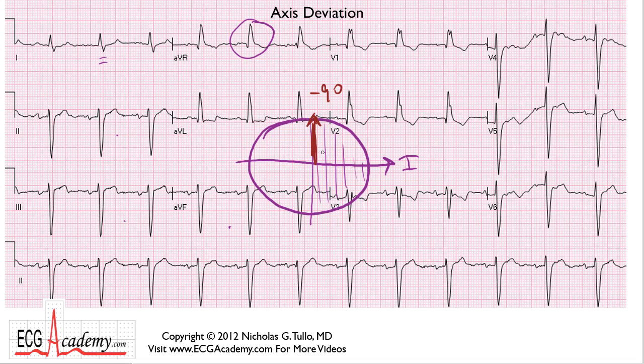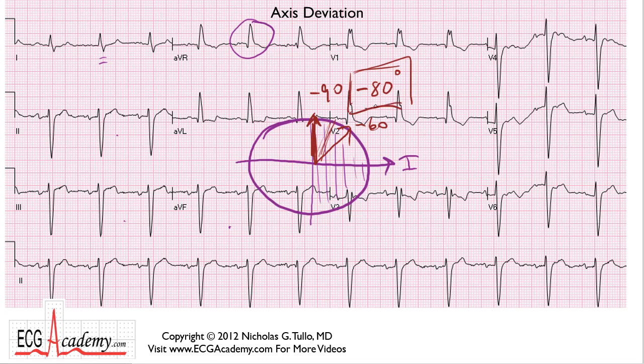If AVR was isoelectric, it would be minus 60. And so it's clearly more than minus 75 if you wanted to be precise. And if you did it the mathematical way, I think you'd find it to be probably minus 80 or 85 degrees. I think this would be the closest guesstimate given the configuration of the QRS complex here.